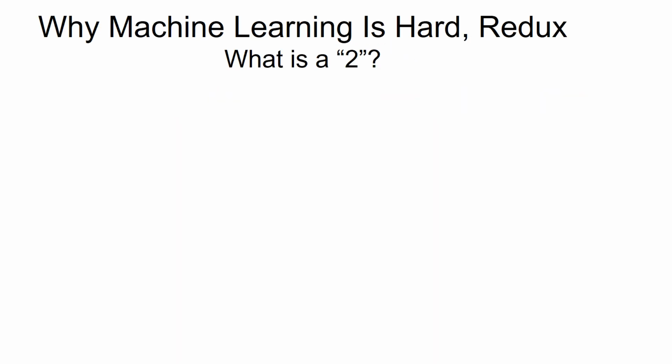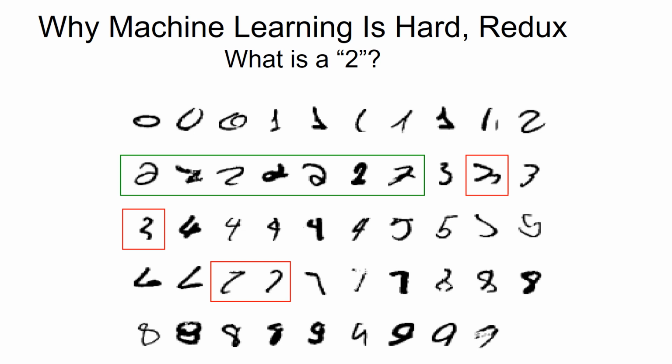Or let's take an example. Now find out the number 2 from the list of symbols. We can easily understand many of these, but maybe a machine learning algorithm will find it difficult because there are different ways of writing such a symbol, the number 2.